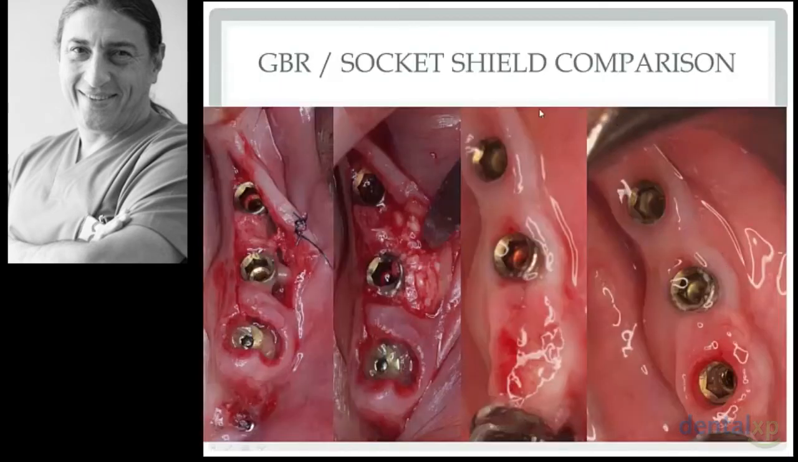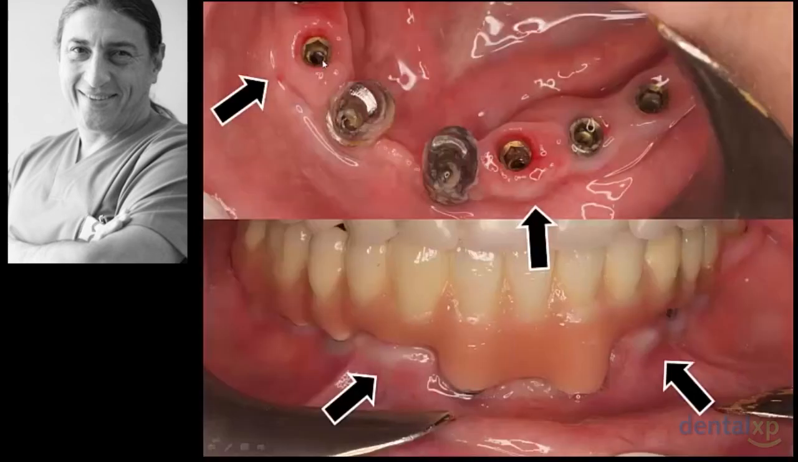And we can do a comparison here because in one implant we did regeneration with autologous bone, biomaterial and a membrane. And after 4 months, you can see the regeneration is very poor, but the socket shield implant has a better width. You can see there the socket shield implant and the normal implant with the GBR here.